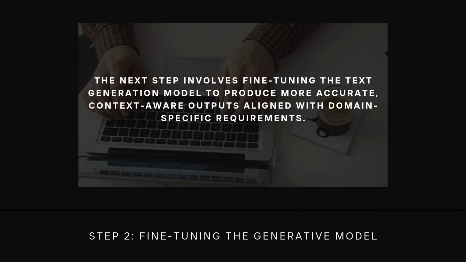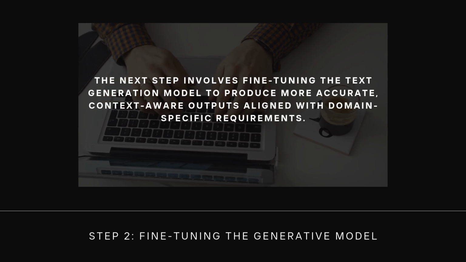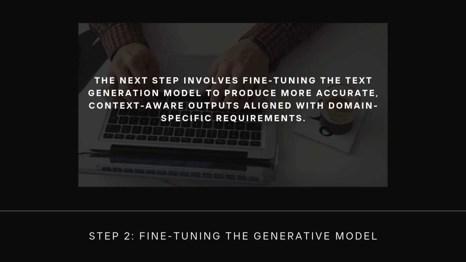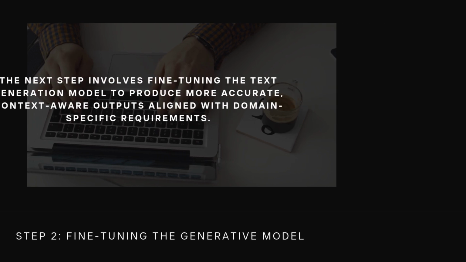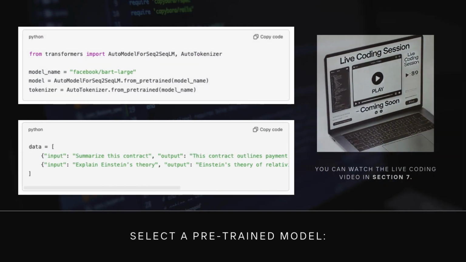Step 2. Fine-tuning the generative model. The next step involves fine-tuning the text generation model to produce more accurate, context-aware outputs aligned with domain-specific requirements. Select a pre-trained model. Choose a generative model that aligns with your task. Models like BART, GPT, or T5 are popular choices due to their versatility. Start by loading the pre-trained version as a baseline for fine-tuning.